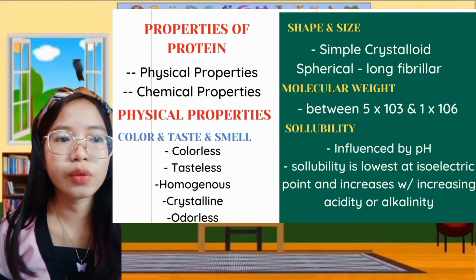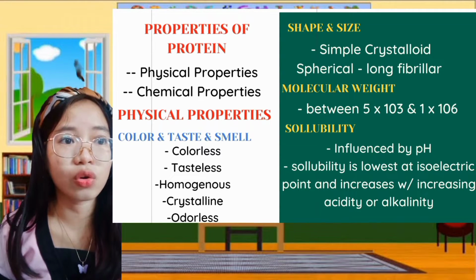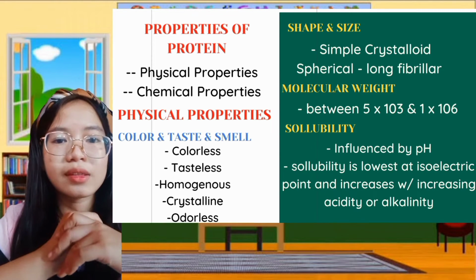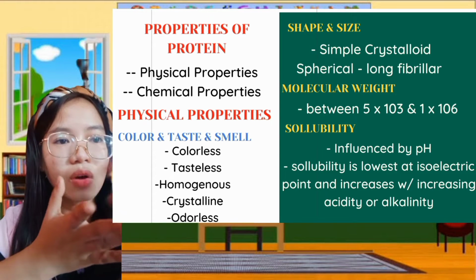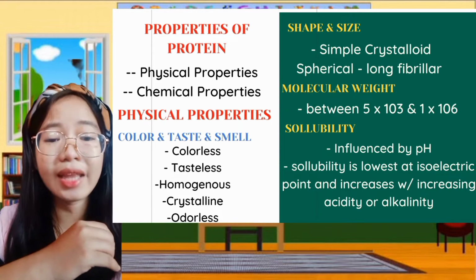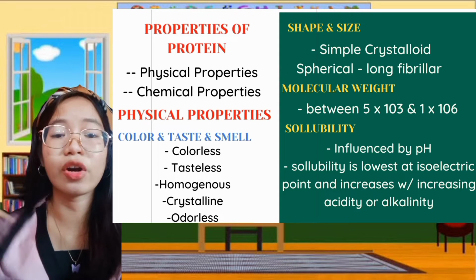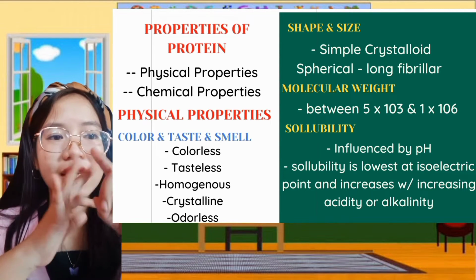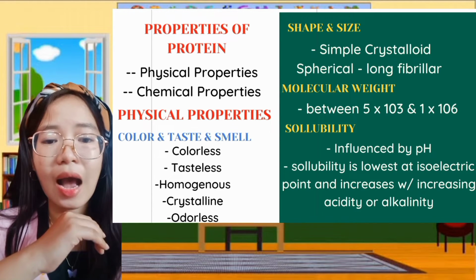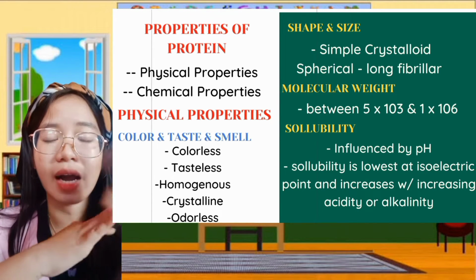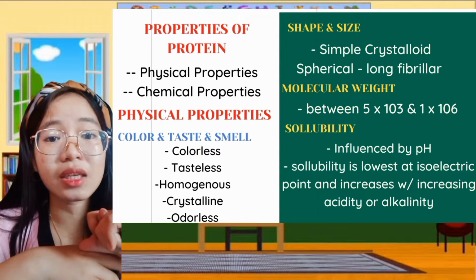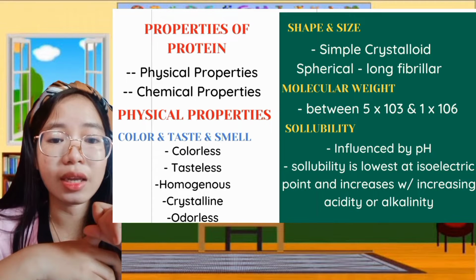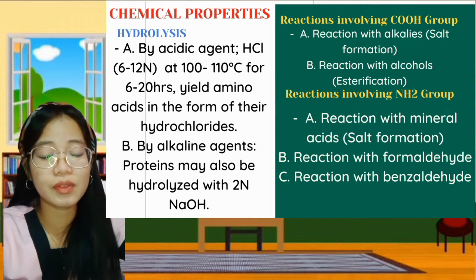So, the solubility of proteins is influenced by the pH or what we call acidity. Okay, solubility ng proteins na to ay lowest at isoelectric point and nag-i-increase kapag nag-i-increase yung acidity or alkalinity. So, bakit kaya ganon? Kasi kapag yung protein molecules ay nag-exist as either cations or anions, yung repulsive forces between ions are high. And since all the molecules possess excess charges of same sign, thus they will be more soluble than in the isoelectric state.